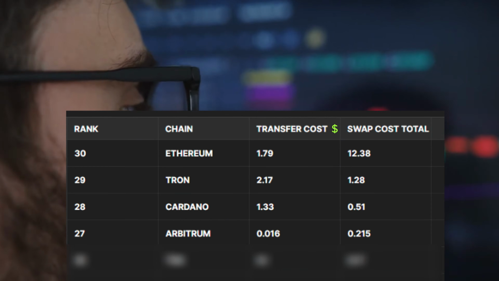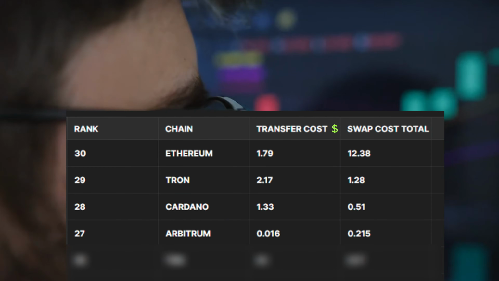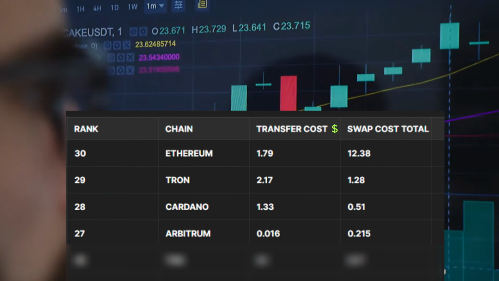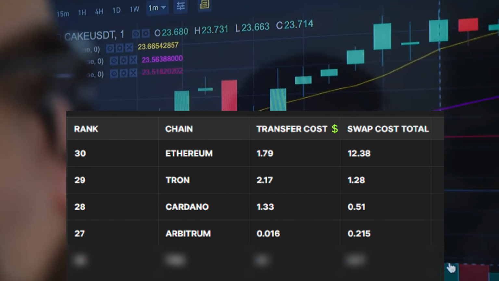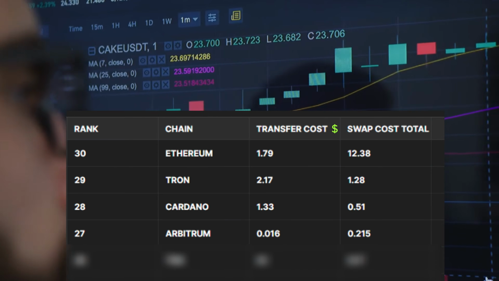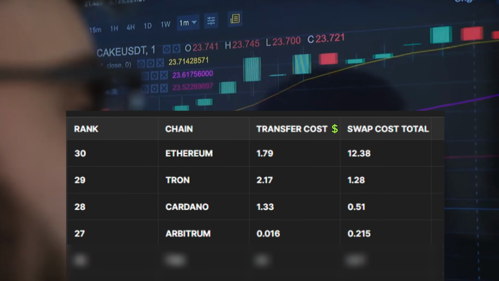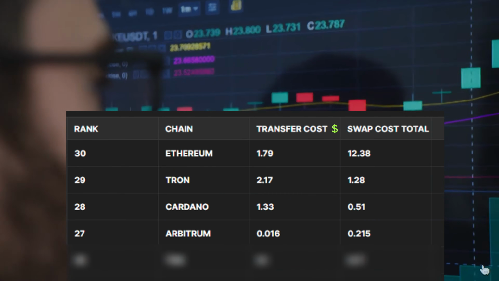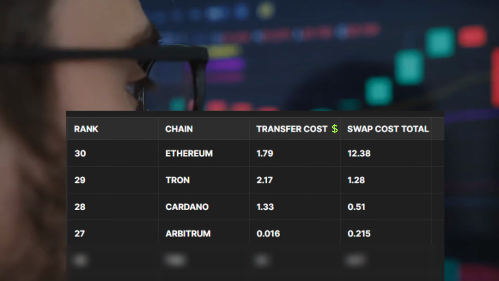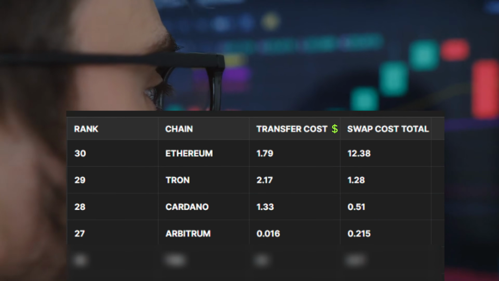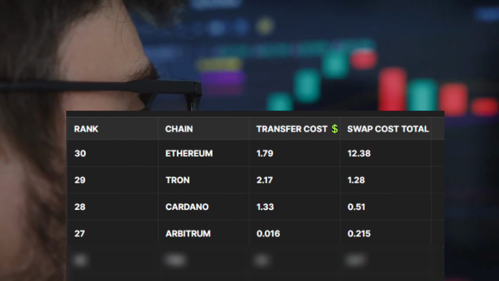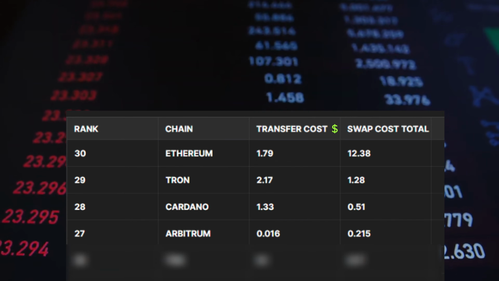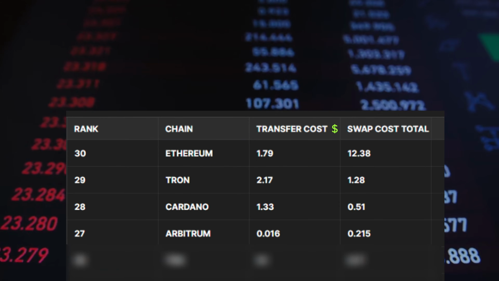Now, at 27, we have Arbitrum, and now we're significantly dropping in actual fees. The transfer cost is sitting at 0.016, so almost 2 cents, which is very affordable. But then we have the swap cost, which is sitting at 21.5 cents, significantly higher compared to the transfer. Arbitrum, once again, was one of those chains which used to be a lot more affordable back in the day, but I think it has gone up in prices and is no longer a very competitive entry compared to the Optimism stack, for example.